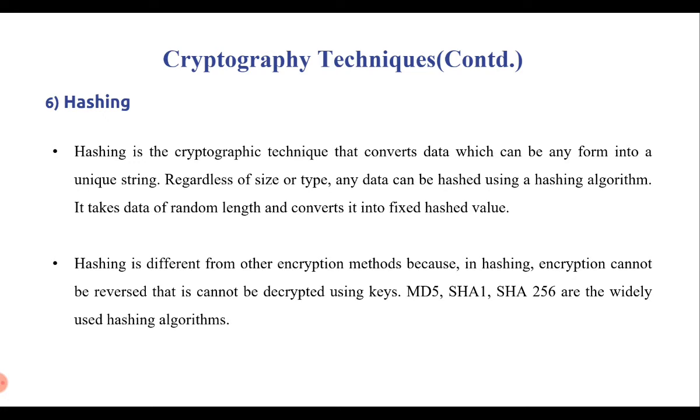So the final commonly used cryptographic technique is hashing, where the data is converted to a unique string. Regardless of size or type, any data can be hashed using a hashing algorithm. So hashing algorithms are those algorithms related to conversion of the data into a unique string, and they take data of random length and convert it into a fixed hashed value. It is different from other encryption methods because in hashing, the conversion cannot be reversed. That is, it cannot be decrypted using keys. So we do not have any type of keys associated with it. MD5, SHA1, SHA256 are widely used hashing algorithms.